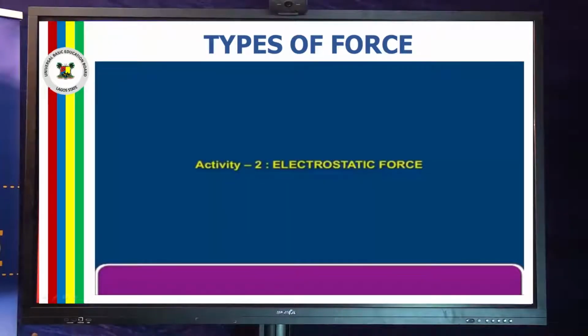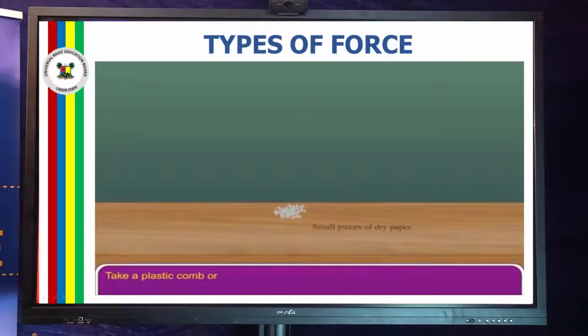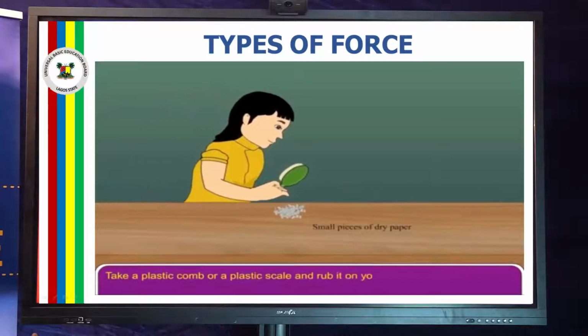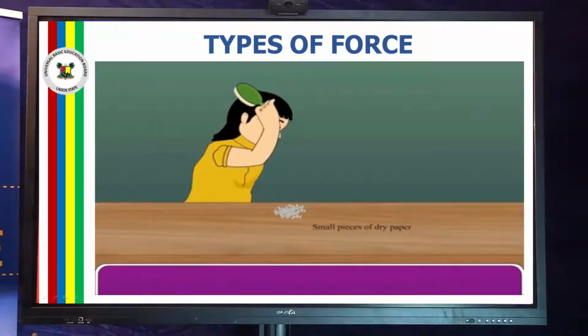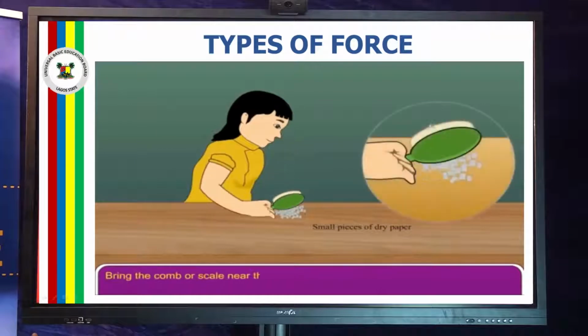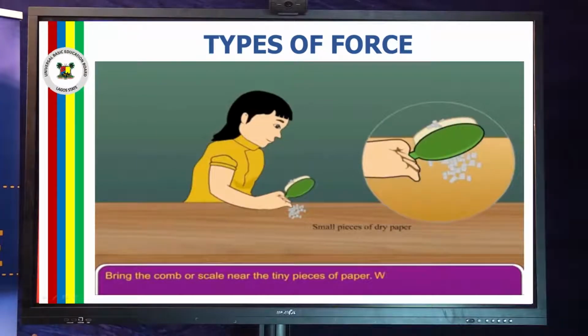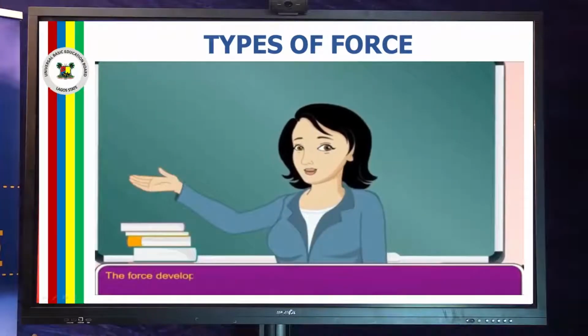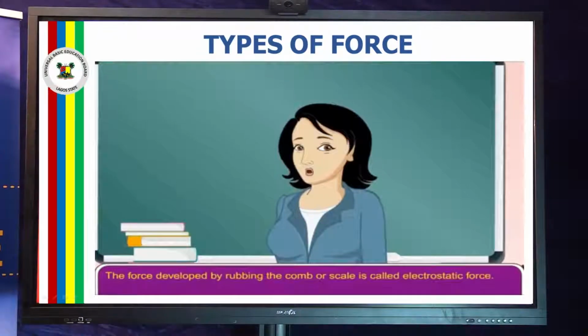Activity 2. Take a plastic comb or a plastic scale and rub it on your hair for a minute. Bring the comb or scale near the tiny pieces of paper. What do you observe? The pieces of paper are attracted towards the comb or the scale. The force developed by rubbing the comb or scale is called electrostatic force.